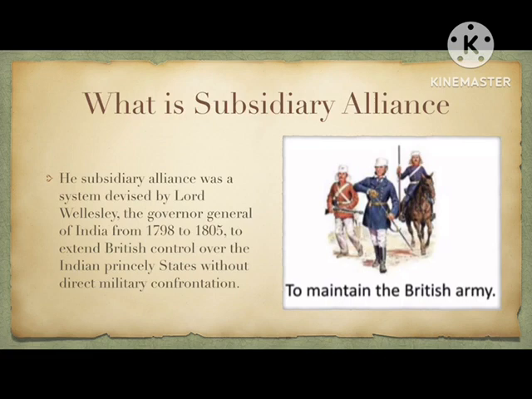So, when Lord Wellesley arrived in India as Governor General, his objective was to establish British dominance all over India. For this, he signed the subsidiary alliance with Indian rulers. Under this system, princely states needed to accept British protection and maintain a British military force within their territories. In return, the British promised to protect princely states from external threats and internal rebellions.